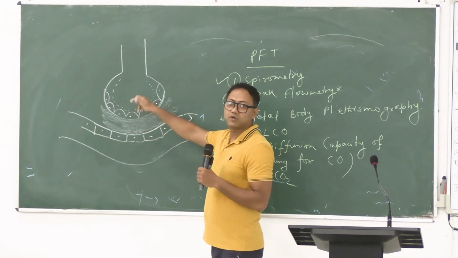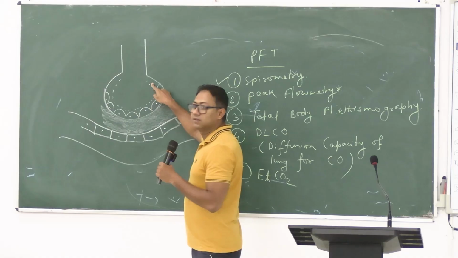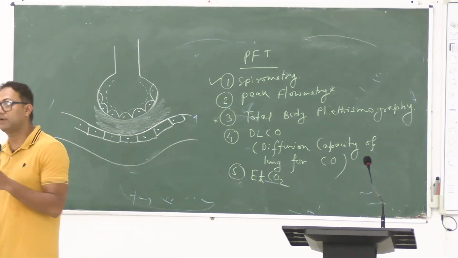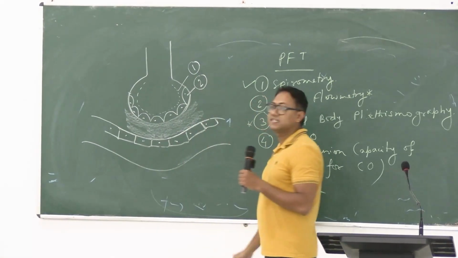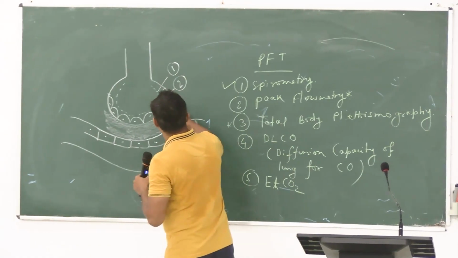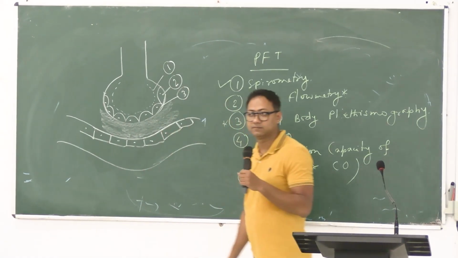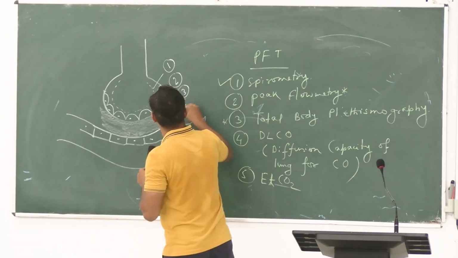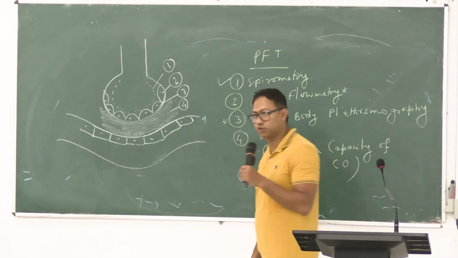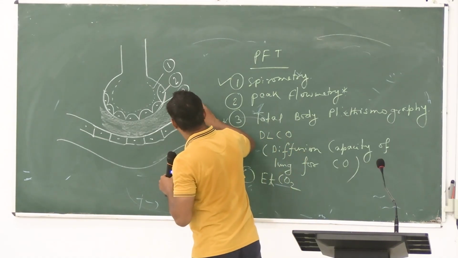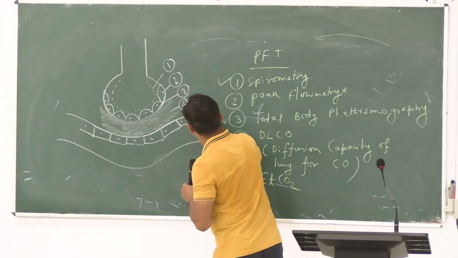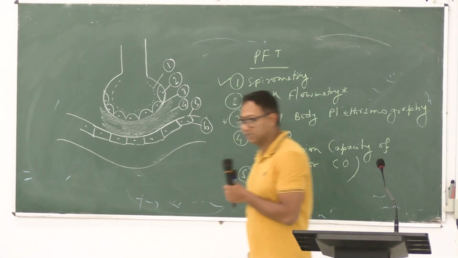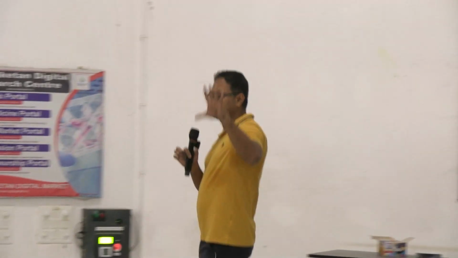So what are the components of a diffusion barrier? Write them down. Number one, the fluid layer, within bracket surfactant. Number two, epithelium. Number three is basement membrane. Number four is interstitial tissue. Number five is again basement membrane, and number six is vascular endothelium. So these 6 layers are there within the diffusion barrier.